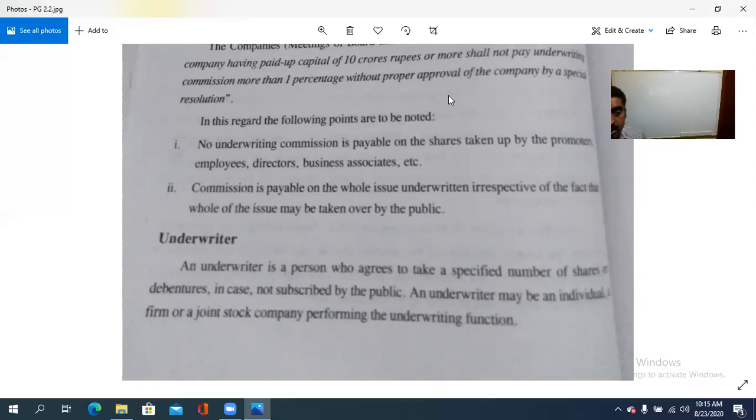They need to take up these shares or debentures that are not subscribed by the public.